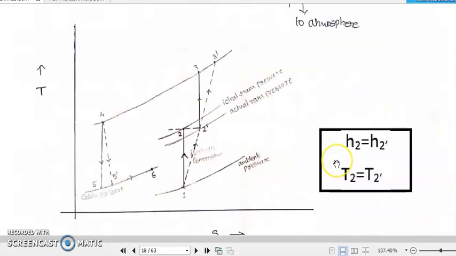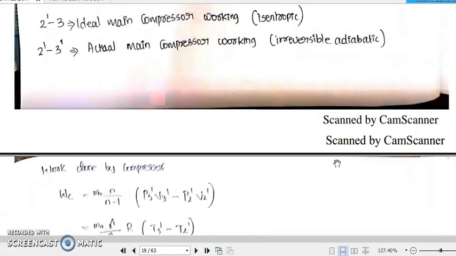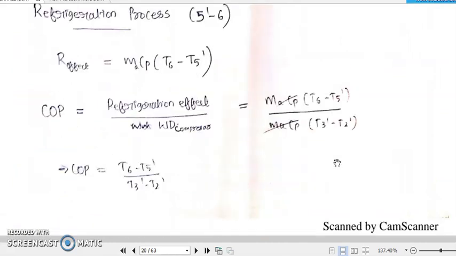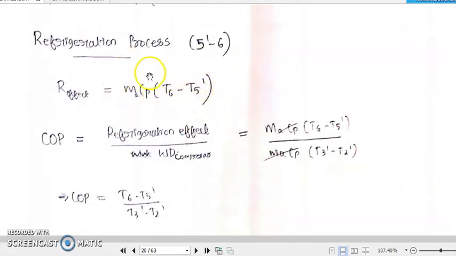So what is the heat absorbed by the working fluid, that is air, while moving from 5 dash to 6? There is no pressure changing device, so it is a constant pressure process. So the refrigeration process happening inside our aircraft refrigeration system is m Cp (T6 minus T5 dash). So this will be the refrigeration effect.